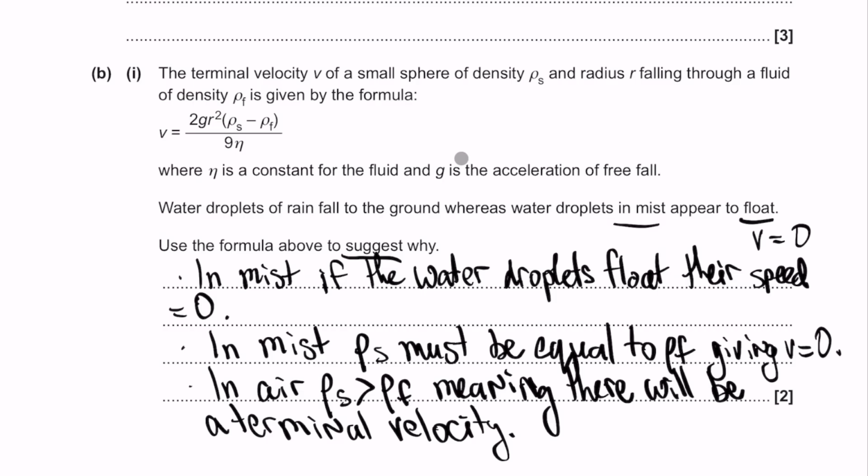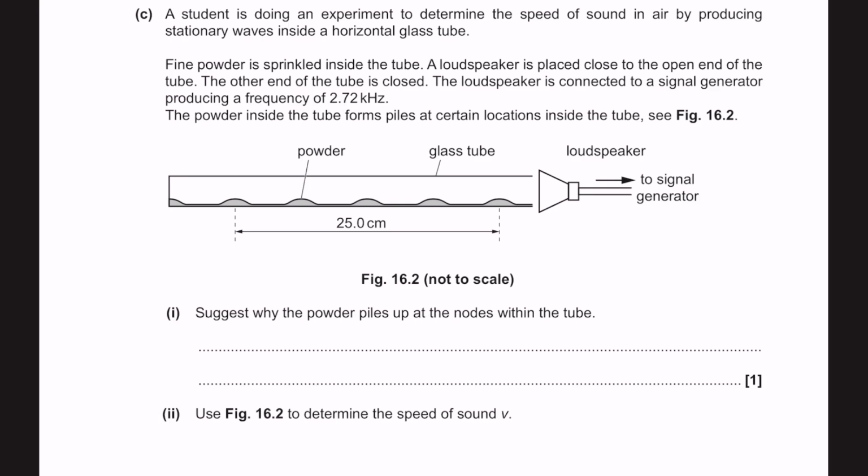In suggest questions, I always try to over-explain a little bit and showcase knowledge of physics and mathematics that directly relates to this question. Sometimes in exams, though, the word suggest is used almost interchangeably with explain. So for instance, here we need to suggest why the powder piles up at the nodes within the tube. Well, the nodes have 0 amplitude, so the powder is not displaced.